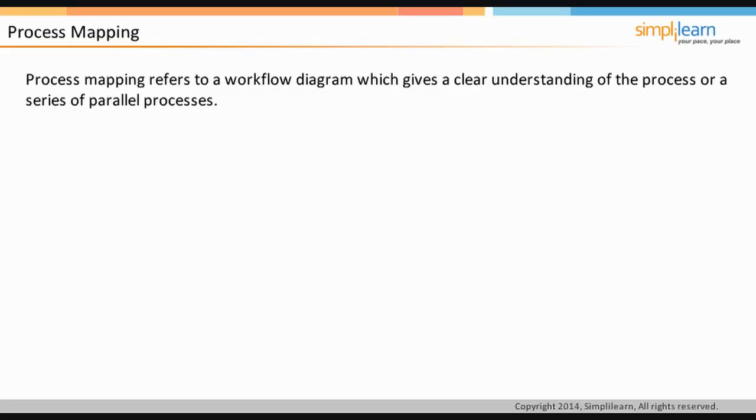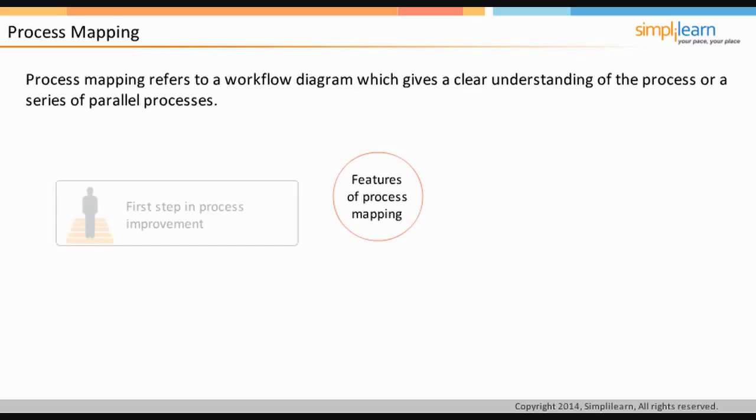Process mapping refers to a workflow diagram which gives a clear understanding of the process or a series of parallel processes. It is also known as process charting or flow charting. Process mapping can be done either in the measure phase or the analyze phase. The features of process mapping are as follows.